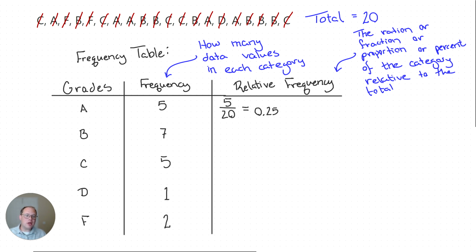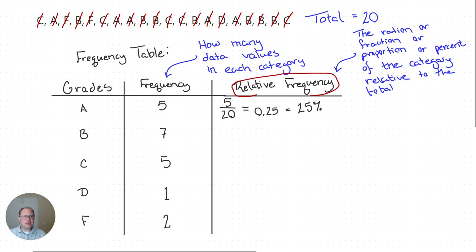Or if I want to convert it to a percent, I just take that decimal and move it 2 times over, and so I get 25%. So all of these things are telling me the same thing. A's make up 25% of the grades in the course. All of these mean the same thing. They're just different ways to express that information.